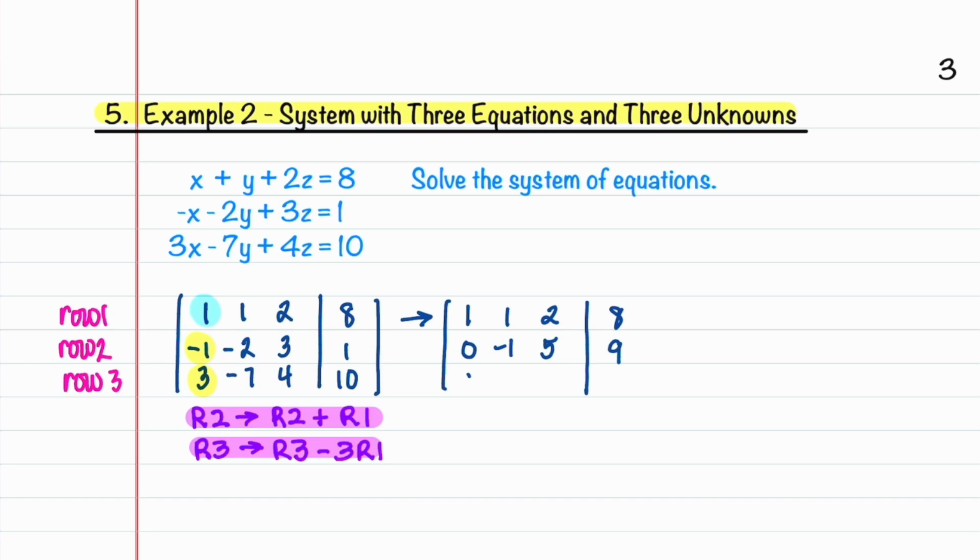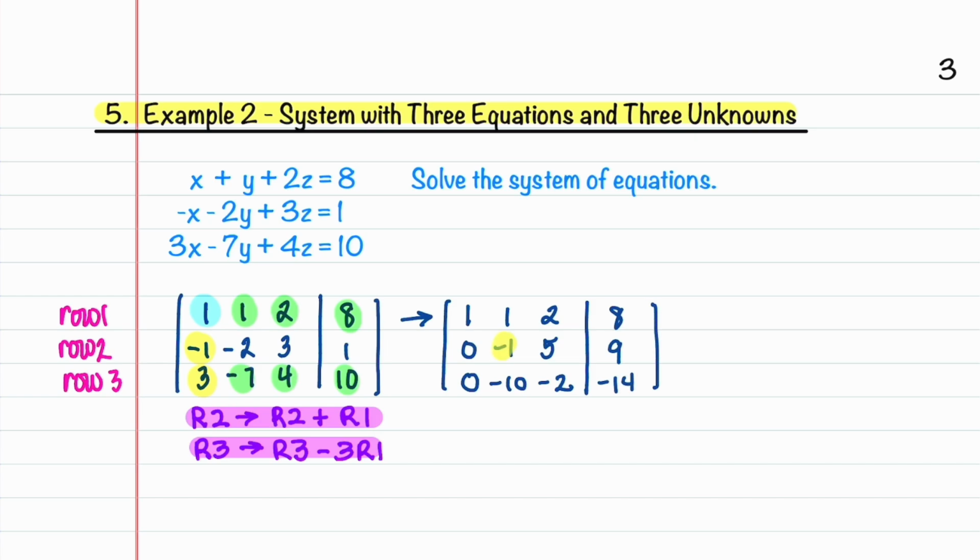So this is going to be a 0. Now we're going to take this 1, multiply it by -3, so that gives us a -3. We're going to add it to the -7, and we get -10. Now we're going to take the 2, multiply it by -3, that gives us a -6. We're going to add 4 to it, and we get -2. Now we take our 8, multiply it by -3, so that gives us a -24. We're going to add 10, and we end up with a -14.